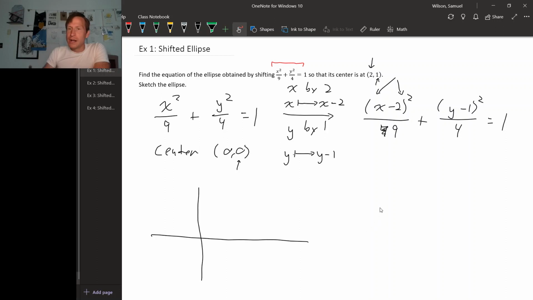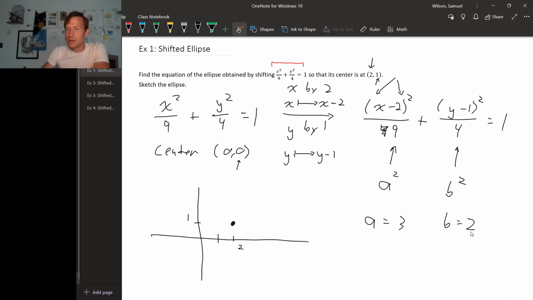So the center, we've shifted it so it's at (2, 1). So let's plot the center first. It's going to be right here at (2, 1). Okay, and after we've shifted the ellipse, this denominator under our x term is still the semi-major axis squared, so a squared, and under our y squared term here, this is still the semi-minor axis b squared. So since a squared is 9, that means a is 3, and b squared is 4, that means b is 2.